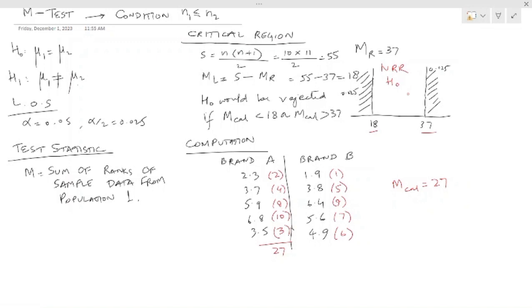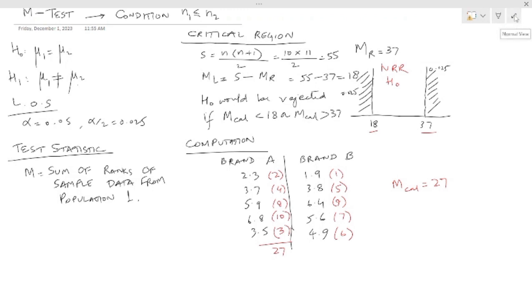And the conclusion we can write down as: the test results are not statistically significant at the 0.05 significance level, and the data do not provide sufficient evidence to conclude that the mean lifetime of the two brands of power lawn mowers differ. So this is how we do this question.